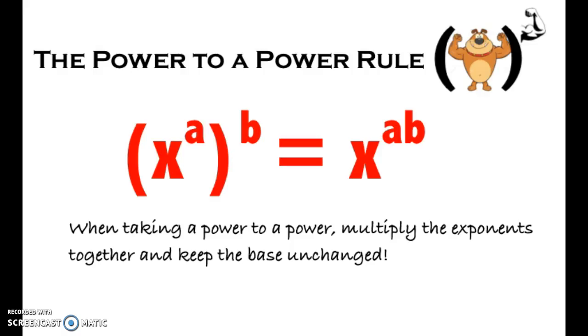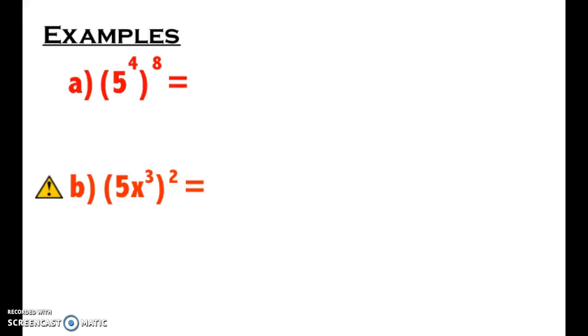The power to a power rule says this. If you're taking a power to a power, you multiply the exponents together and keep the base unchanged. So you multiply the exponents together, you keep the base unchanged. This means x to the power of a, that all to the power of b equals x to the power of a times b. This is the power to a power rule. So let's look at a couple examples.